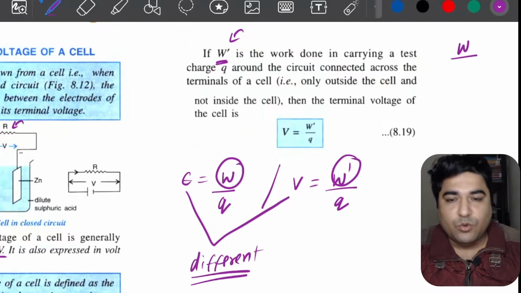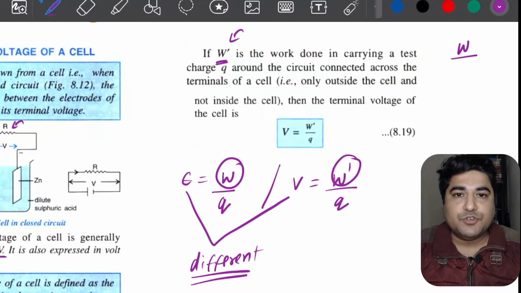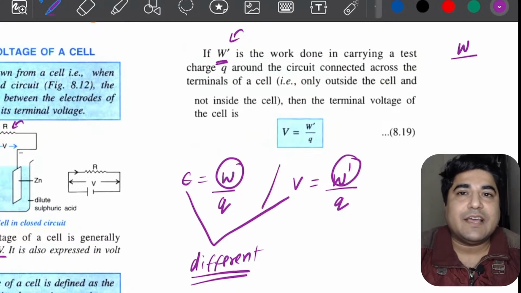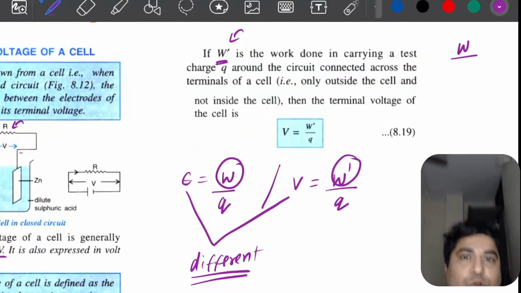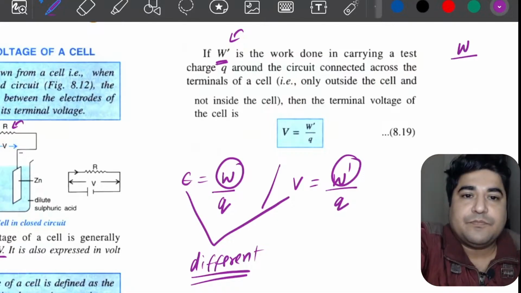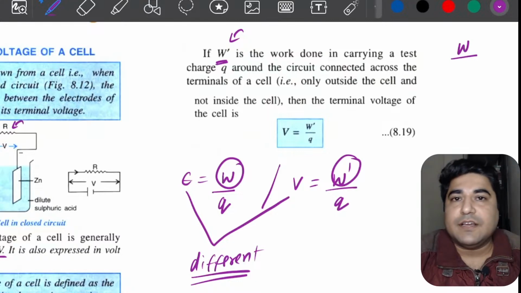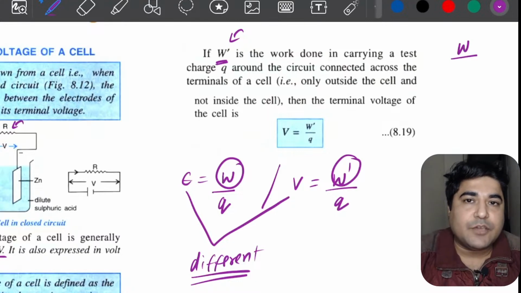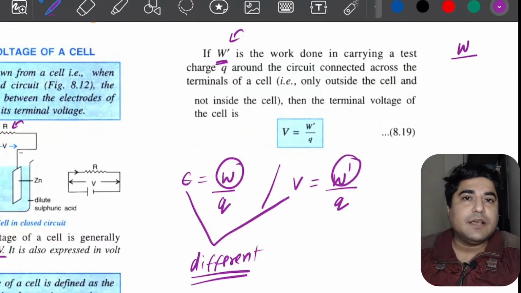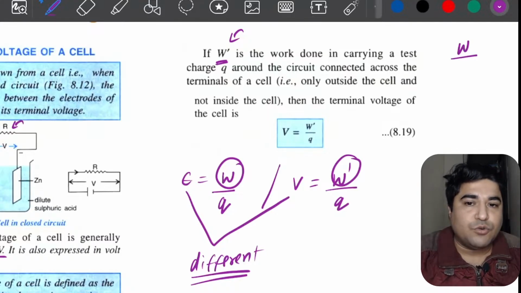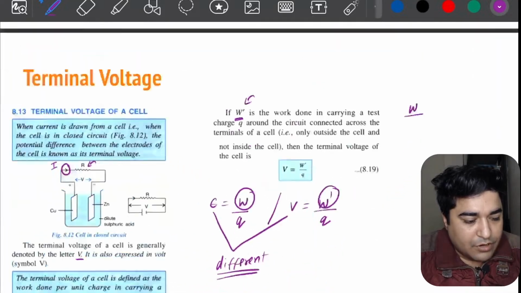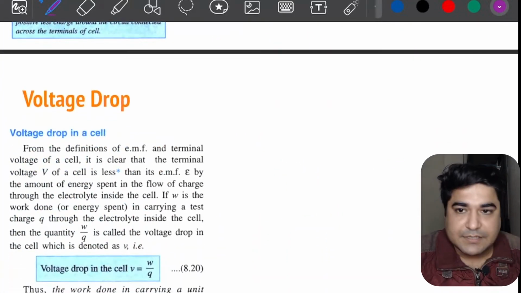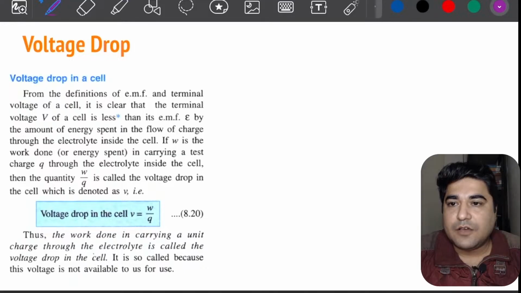So this we need to understand over here. I am assuming that till now you have understood the basic concepts: what exactly is EMF, what is the terminal voltage, what is the internal resistance, and what is voltage drop. You have understood them, and the basic equations in relation to the work done and charges also. Now moving on to the next concept, let us understand it in a bit more detail.